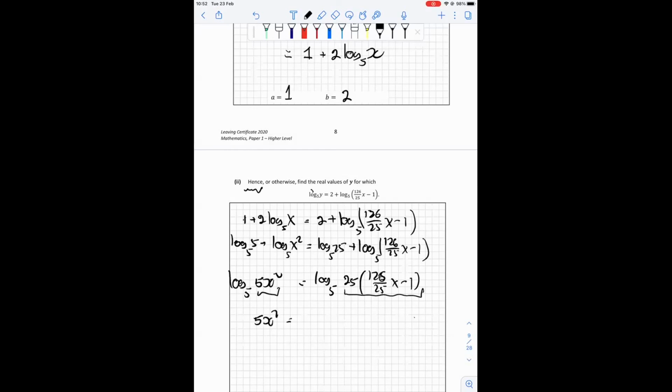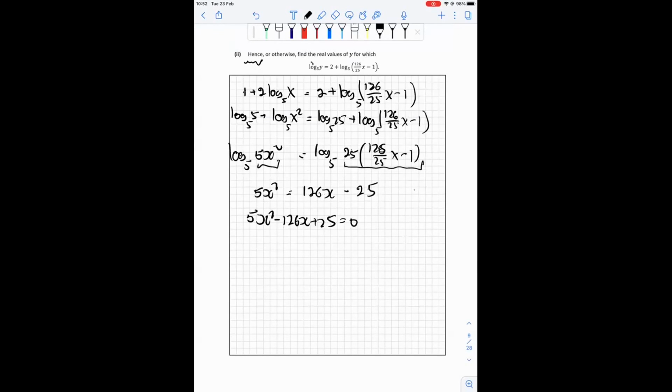5x squared equals, and I'm multiplying out, 25 times 126x over 25 is 126x. And 25 times minus 1 is minus 25. Once I reach this, I can rearrange. So 5x squared minus 126x plus 25 equals 0. I'll do my minus b formula. So it's minus b, so it's 126 plus minus the square root of 126 squared minus 4 times our a and our c, all over 2 times our a. You'll have to solve these two.